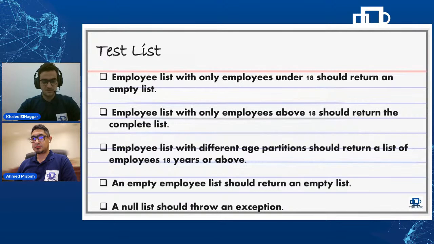In the fourth test, we have an empty employee list, which contains no employees. The input is empty. We should return an empty list. And in the fifth and final test, we have a null list, in which case we should throw an exception and return an appropriate error. Okay, so this looks like a very comprehensive test list.